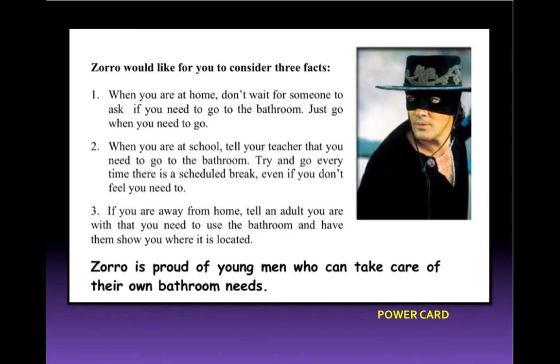So Zorro would like you to consider 3 facts. When you're at home, don't wait for someone to ask if you need to go to the bathroom. Just go when you need to go. When you're at school, tell your teacher that you need to go to the bathroom. Try and go every time there's a scheduled break, even if you don't feel you need to. If you're away from home, tell an adult that you are with that you need to use the bathroom and have them show you where it is located. Zorro is proud of young men who can take care of their own bathroom needs.